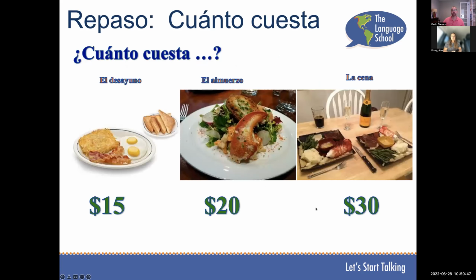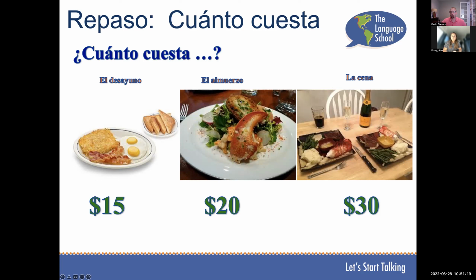So let's practice. Alex, ¿cuánto cuesta el desayuno? El desayuno y 17, 15. Okay, so remember, this one is irregular. 15. It's right after 15 where it starts with the 10, 16, 17. But up to 15, it's 11, 12, 13, 14, 15.